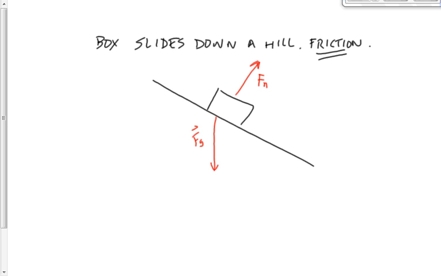What's he going to label this one? What's he labeling it? Fn? That stands for what? Normally it stands for what? Well, the normal force, good. Yeah, it's the normal force. Is he right with that? Absolutely. Is it the same value as the force of gravity?